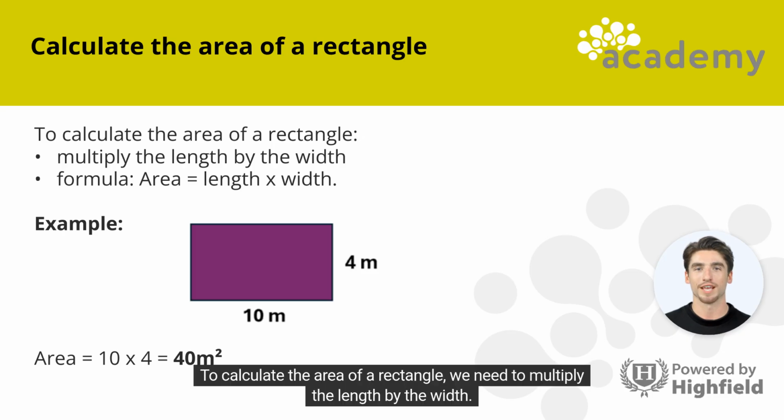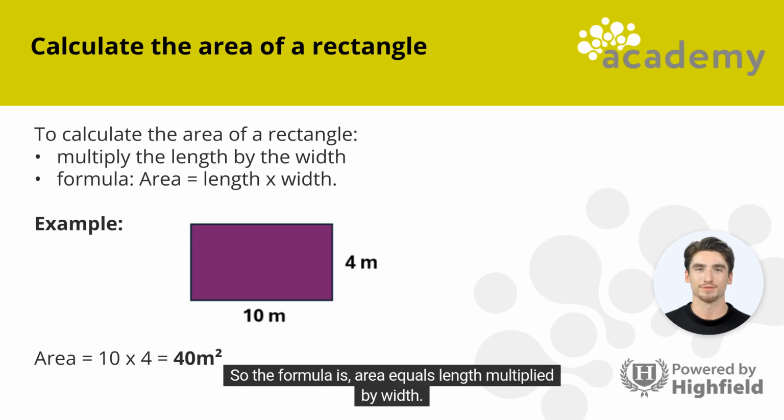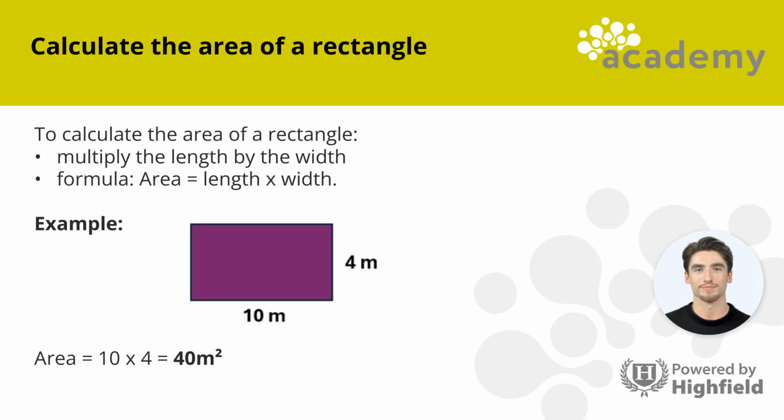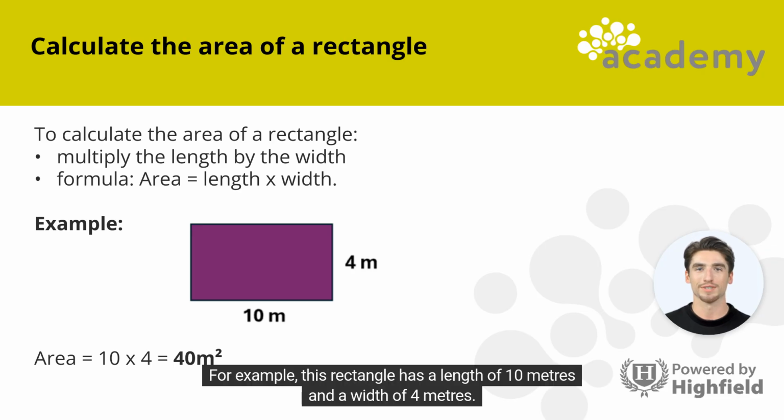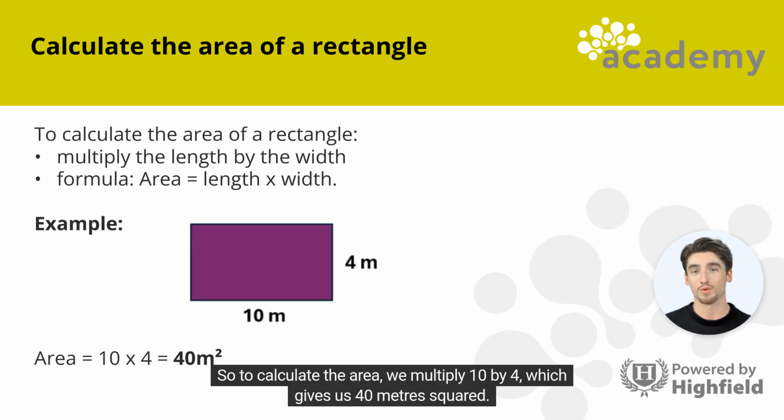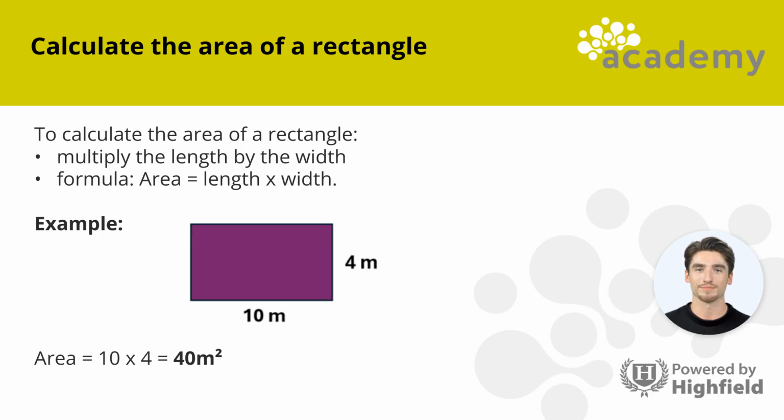To calculate the area of a rectangle, we need to multiply the length by the width. So the formula is area equals length multiplied by width. For example, this rectangle has a length of 10 meters and a width of 4 meters. So to calculate the area, we multiply 10 by 4, which gives us 40 meters squared.